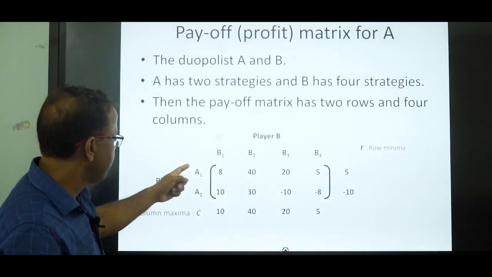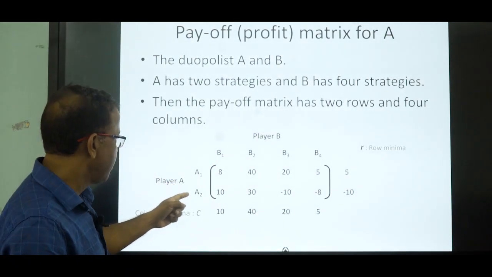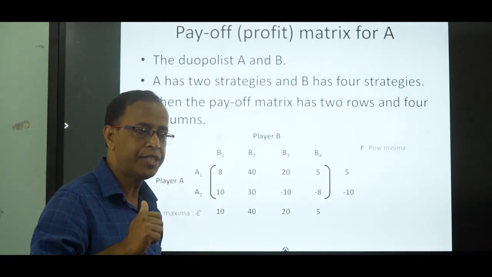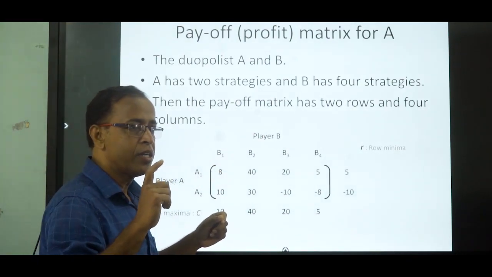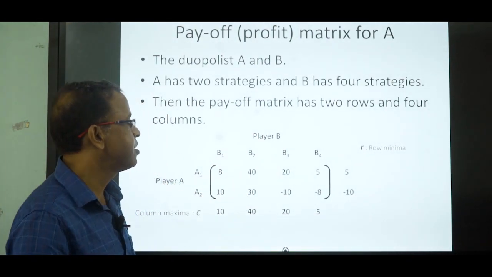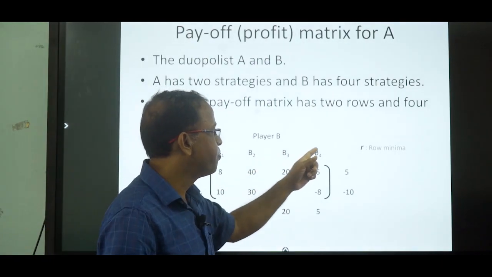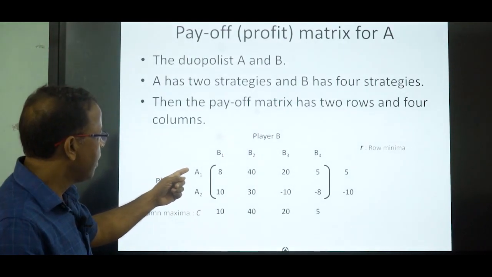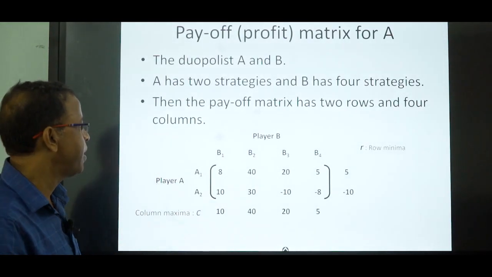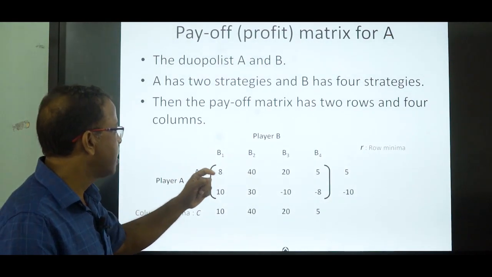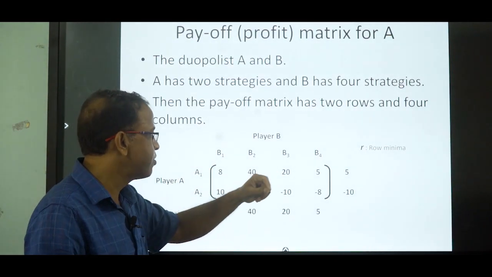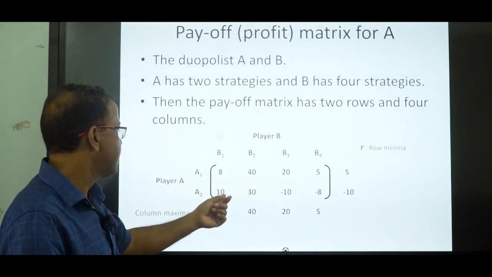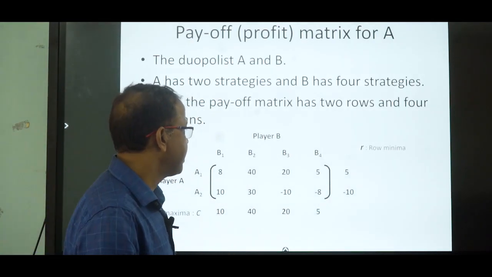Here A1 is the first strategy of A, A2 is the second strategy of A, and B1 is the first strategy of B, B2 is the second strategy of B, B3 is the third strategy of B, and B4 is the fourth strategy of B. And now, from the first strategy of A, 8 is the outcome, 40 is the outcome, 20 is the outcome, 5 is the outcome. And next strategy from A, the outcome is 10, 30, minus 10 and minus 8.